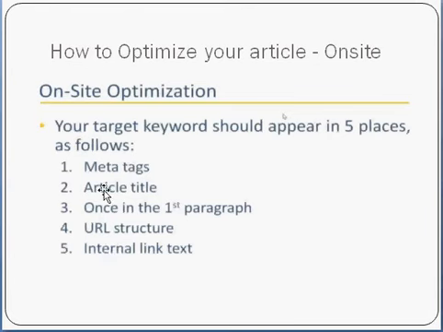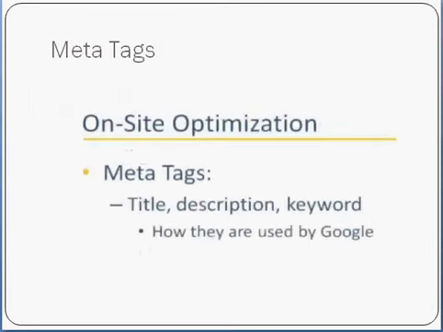Now, these 2 through 5 are fairly easy to understand, but let's take a look at step number 1, the meta tags. There are 3 very, very important meta tags that you want to make sure you get that keyword into the right way. You have a title meta tag, a description meta tag, and a keyword meta tag.